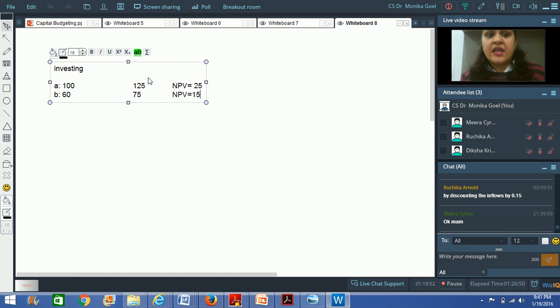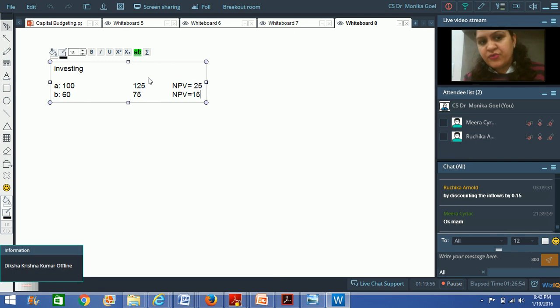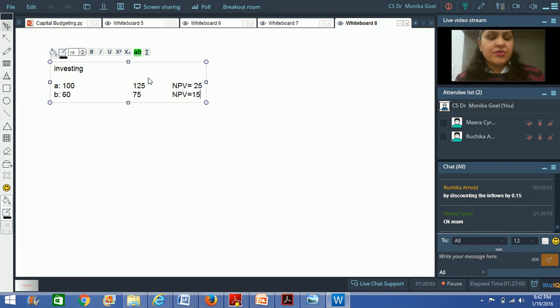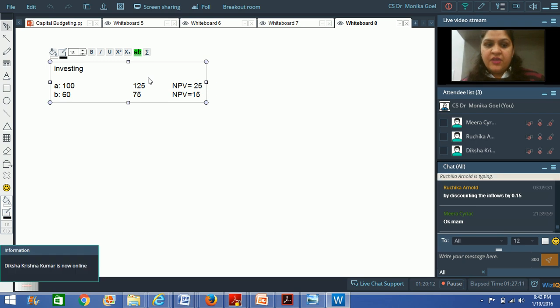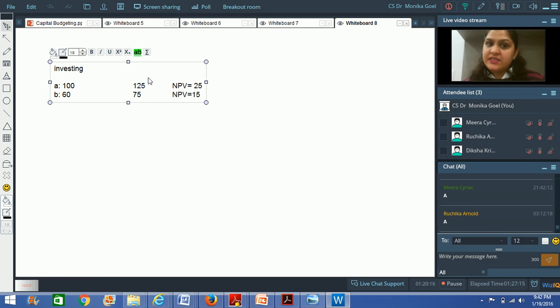Project A is giving me the net present value of 25 rupees and project B is giving me a net present value of 15 rupees. Which of the two projects would you like to invest in? If I go by the net present value method, you would like to invest in project A.